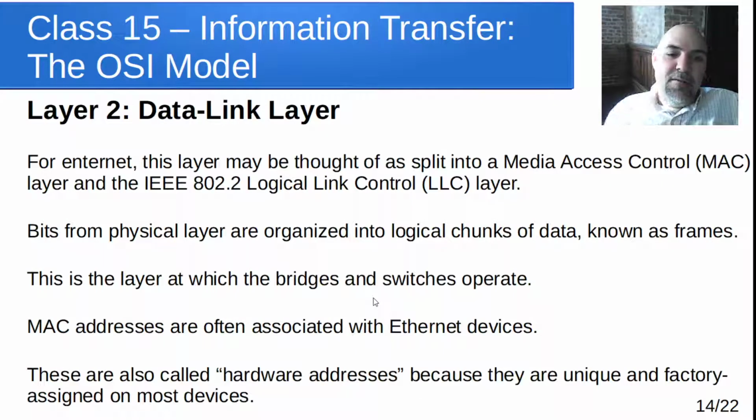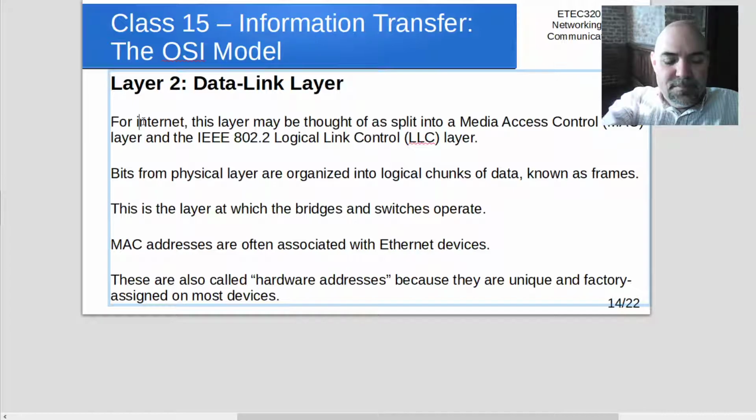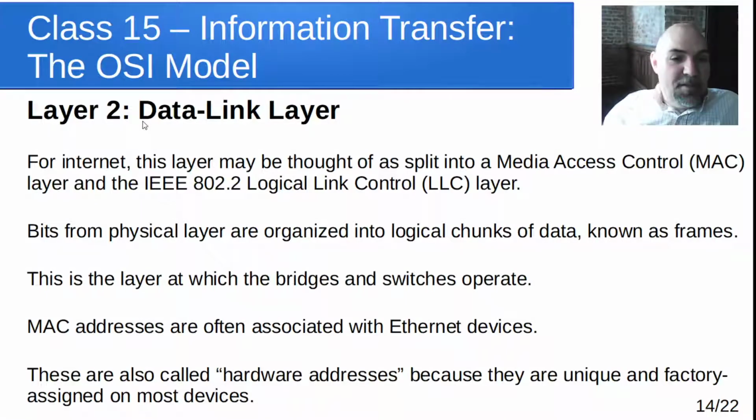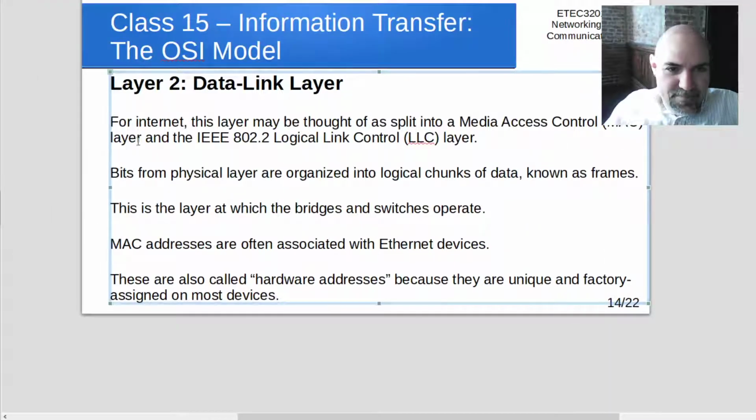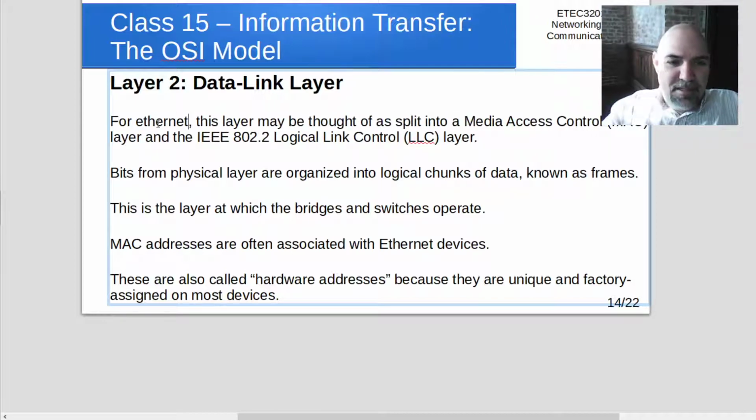Now, another thing about that is, I don't know why it says internet. Let me fix that real quick. All right, so for the internet, that layer may be thought of as split into the media access layer and the 802.2 logical link control layer. Actually, that should say Ethernet. I don't know what happened there. All right, there we go.